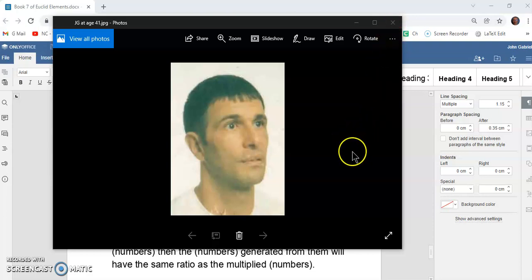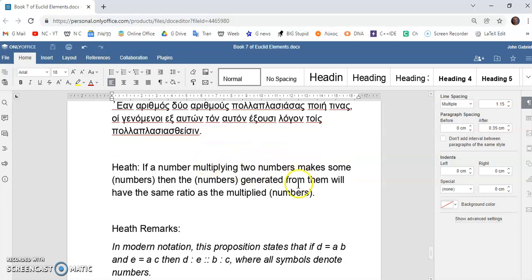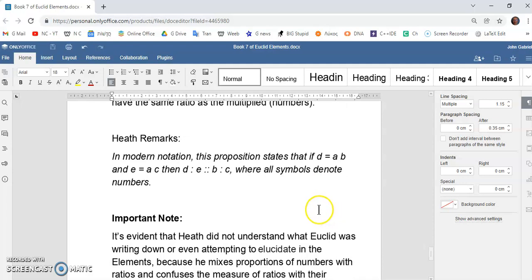My name is John Gabriel, and today I'm going to be continuing with propositions 17 through to 20 of book 7 of Euclid's Elements. So let's begin. Now, proposition 17 says that if D is equal to AB, and E is equal to AC, then D over E, not D in ratio to E, is equal to B over C.